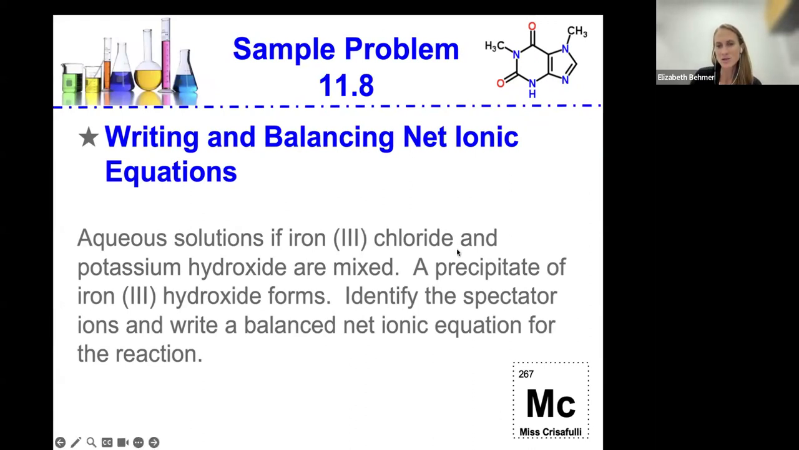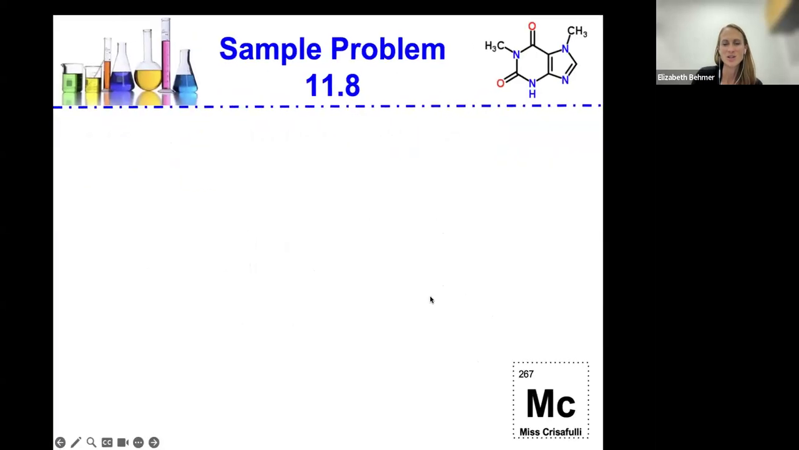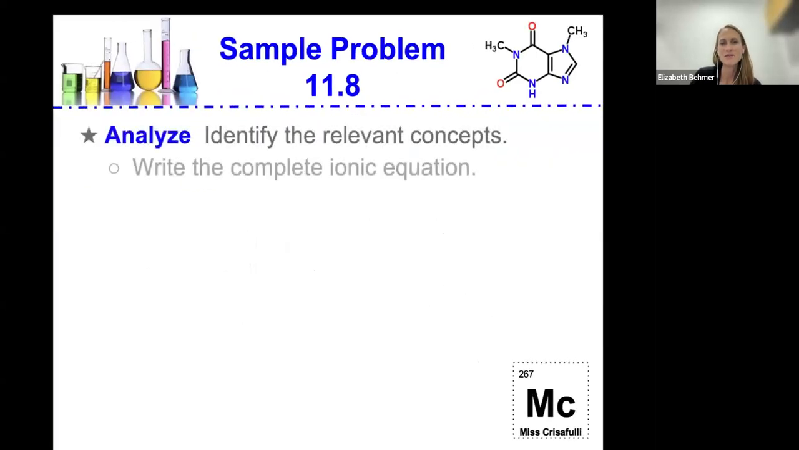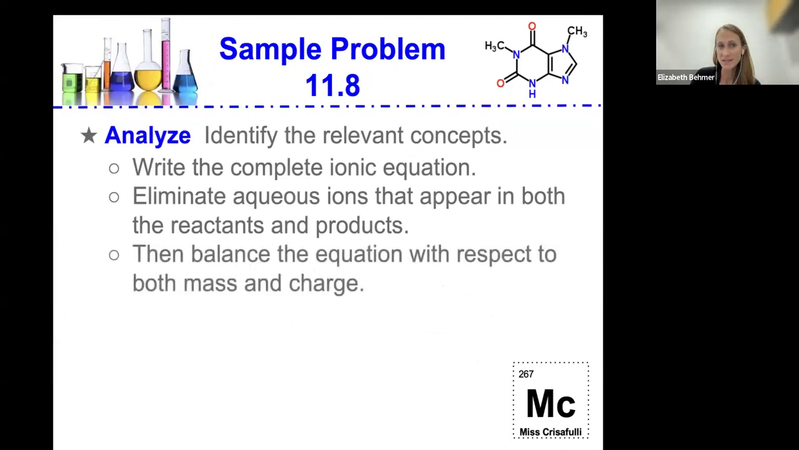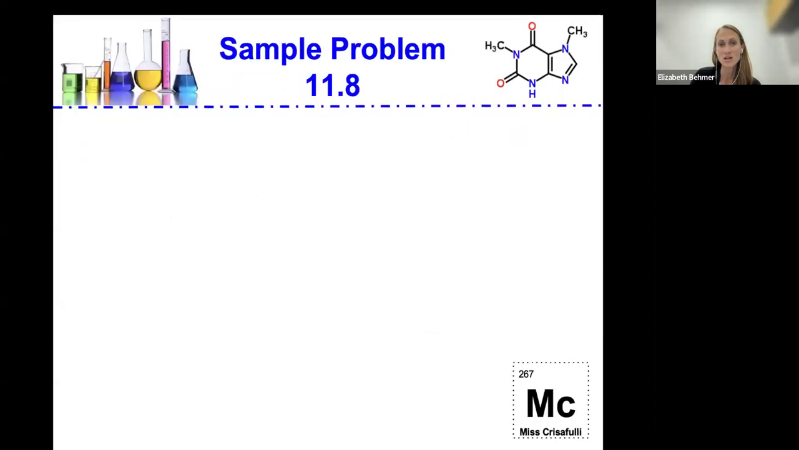Precipitate, let's see what that is. It usually means a solid, but it might be a solid within an aqueous solution here. So let's identify the relevant concepts. We'll write the complete ionic equation first. We'll eliminate aqueous ions that appear on both sides of the reactants and products, and then we'll balance the equation with respect to both mass and charge.